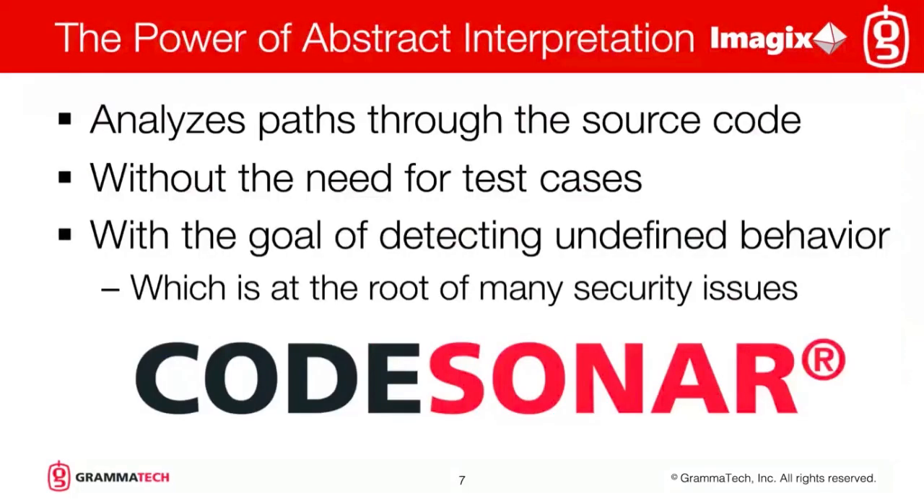So abstract interpretation is what static analysis tools use for this. And this is a really powerful technique that analyzes the paths through the source code. It tries to analyze all paths, which, if you have a significant piece of source code, let's say millions of lines, is completely unfeasible. But what static analysis tries to do is analyze and summarize the paths through the source code, and then based on that, find problematic areas in that source code.